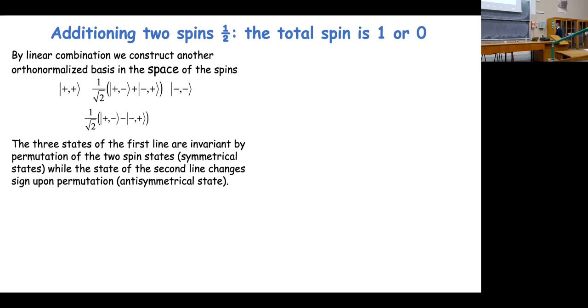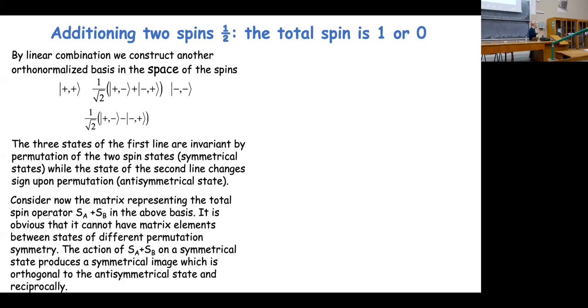Now, suppose that you want to measure the total spin, S_A plus S_B. The operator S_A plus S_B is obviously symmetrical because S_A plus S_B is equal to S_B plus S_A. So if you apply this total spin operator to the three symmetrical states, you will find another symmetrical state. So S_A plus S_B acting on the symmetrical states is orthogonal to the antisymmetrical state. And in the same way, S_A plus S_B acting on the antisymmetrical state is orthogonal to the three symmetrical states.